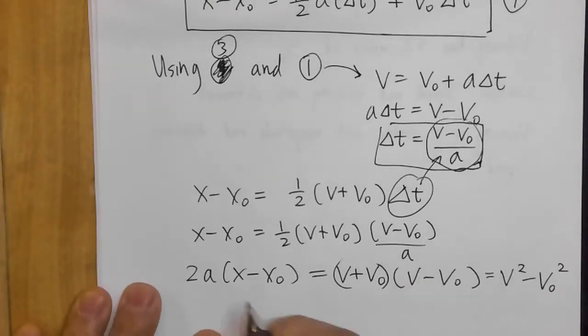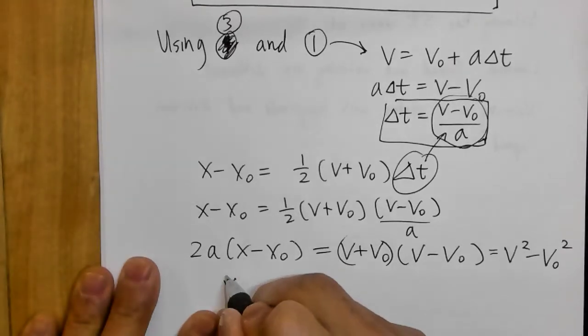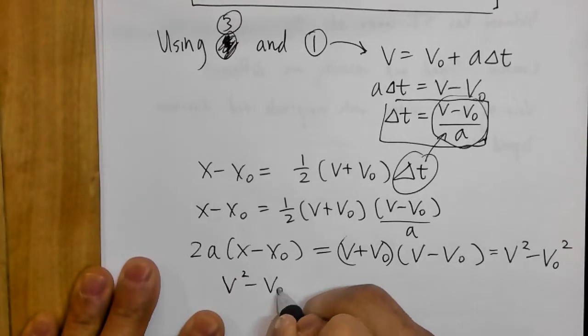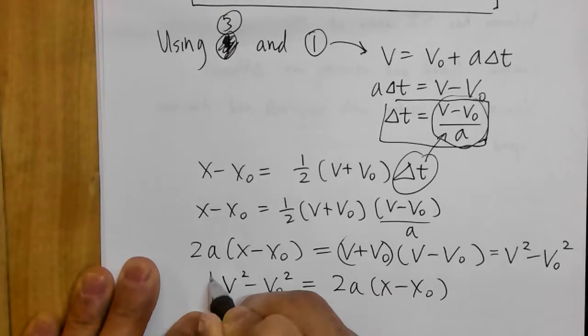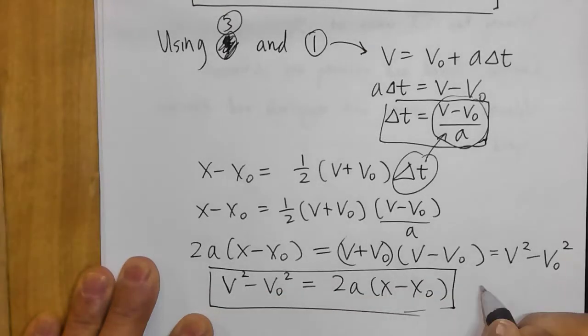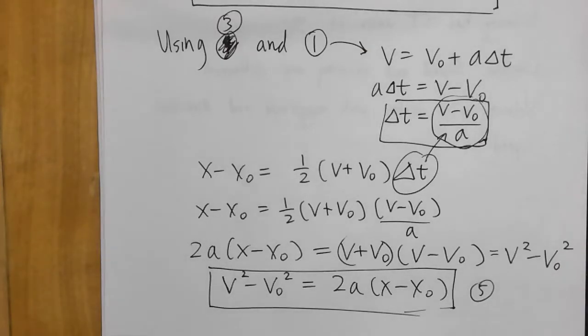And that's the last formula. v squared minus v0 squared is equal to 2a(x minus x0). And that's the last one. Okay. So this formula is useful when you don't know delta t, or time. All right, so we've succeeded in deriving the constant acceleration formulas.